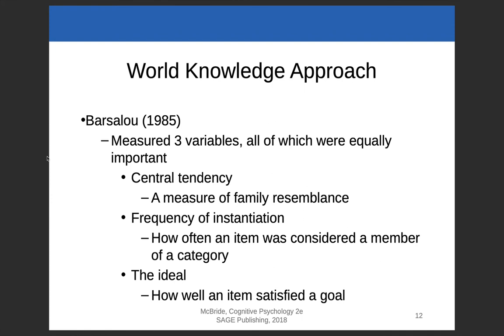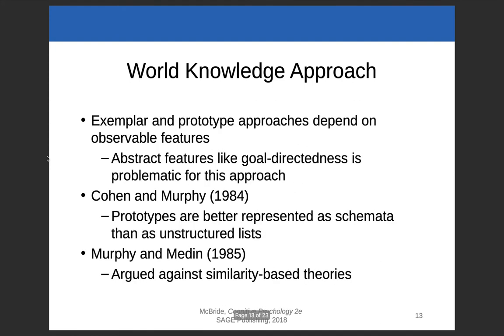The other thing he looked at was frequency of instantiation, how often an item was considered a member of a category. Is it really considered by everybody a member of a category, or are there fewer people that would consider it a member? And then finally, the ideal, how well an item satisfies a particular goal. If the goal is eating, digging, spraying, killing, whatever, how well does that item satisfy that goal? By putting those three things together, he was able to come up with this really interesting notion of building certain concepts based on that.